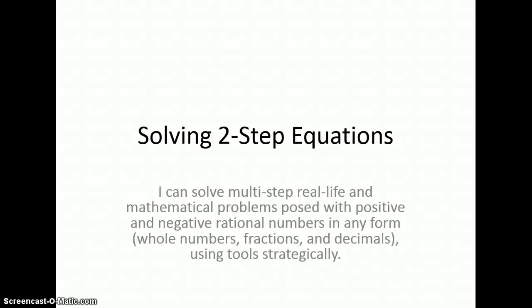Hi guys, today we're going to talk about solving two-step equations, and the I can statement we're working on is: I can solve multi-step, real-life, and mathematical problems posed with positive and negative rational numbers, meaning integers, in any form, though. So we're going to extend that to whole numbers, fractions, and decimals using tools strategically, and today the tool we're going to use is actually the order of operations.